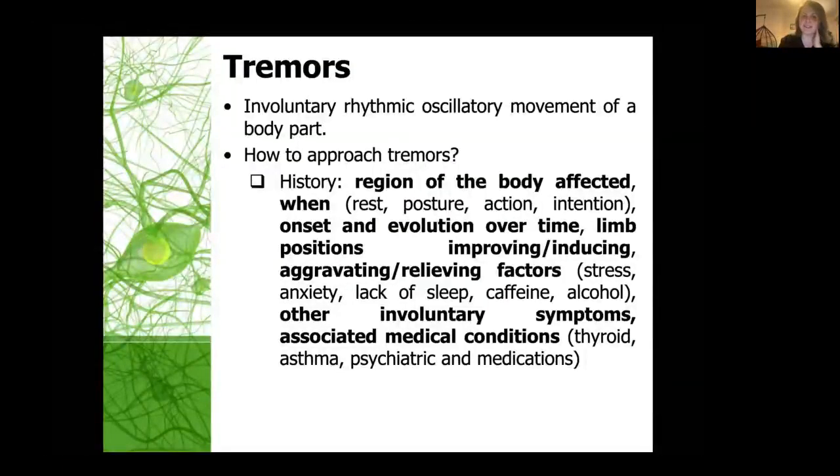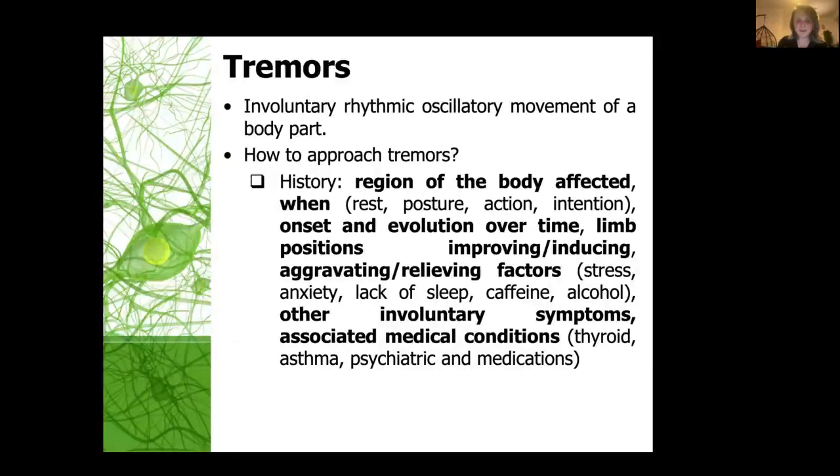So tremors are basically involuntary, rhythmic, oscillatory movement of a body part. Now, when we want to take history from a patient presenting with tremor, it's very, very important to have a full description because that really helps trying to differentiate which kind of tremor this is, because treatment can be very different. So in history, it's very important for you to ask about which region of the body is affected. When does it happen? Is it at rest? Is it with a certain posture? Is it when they do a specific action? Is it intention tremor?